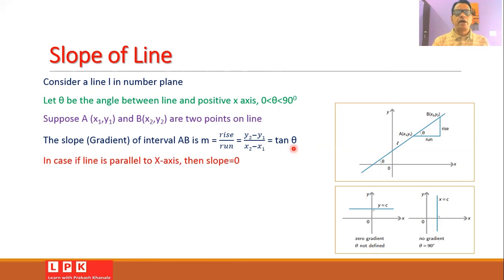Now, if the line is parallel to the x-axis, as shown in this diagram, then you will find that the slope of the line will be equal to 0. And if the line is parallel to the y-axis, in that case, one can easily observe that the angle of the line is 90 degrees.